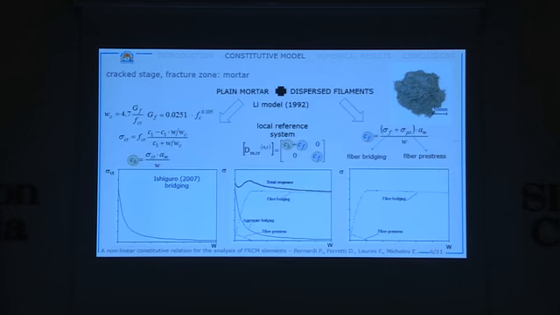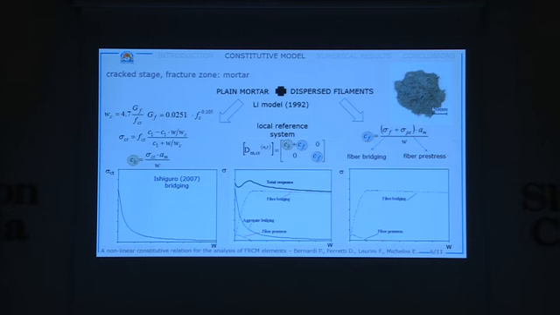The first one: we are in the fractal zone, and we have to evaluate the matrix that is given from the mortar. We model this matrix by two bridging coefficients: a bridging coefficient that is due to the plain mortar, and a bridging coefficient that is due to the dispersed filaments and polymers that are dispersed in the mortar.